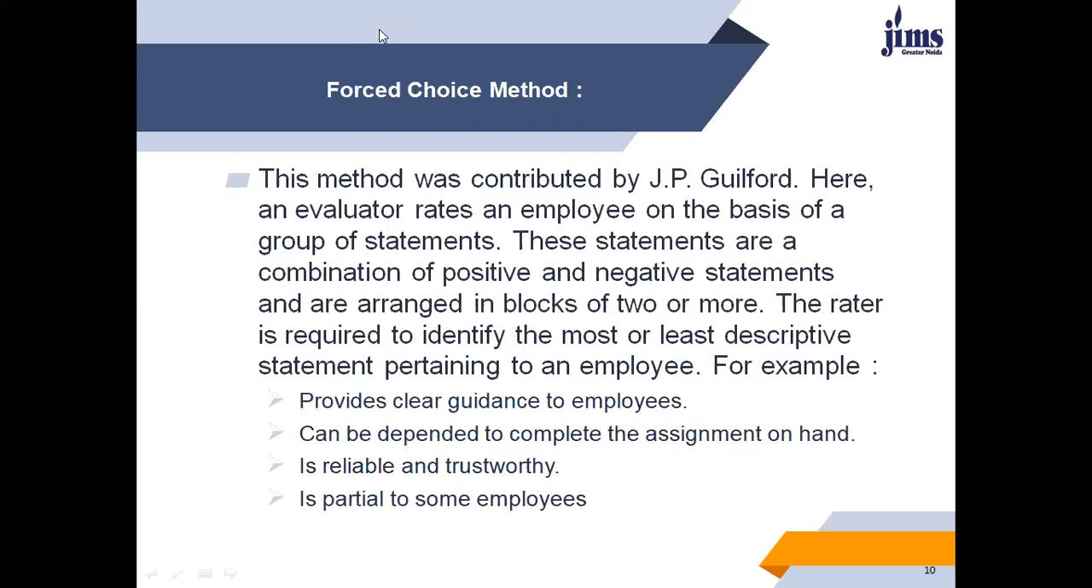The next method is the forced choice method. This method was contributed by J.P. Guilford. Here, an evaluator rates an employee on the basis of a group of statements. These statements are a combination of positive and negative statements and are arranged in blocks of two or more. The rater is required to identify the most or least descriptive statement pertaining to an employee. For example, provides clear guidance to employees, can be depended on to complete the assignment on hand, is reliable and trustworthy, is partial to some employees.